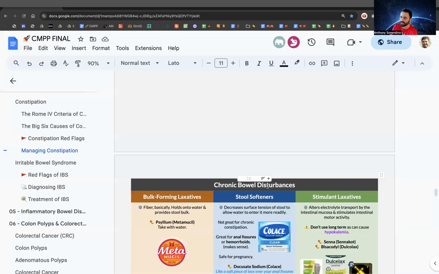The L is going to be linaclotide or Linzess. And then the T is going to be Trulance. So they go together because, you don't take them together, but I lump them at the end of that mnemonic because they're both guanylate cyclase-C agonists. That's going to be their big mechanism there.